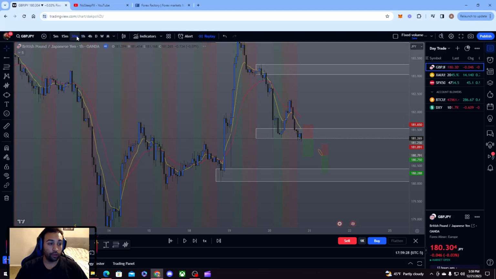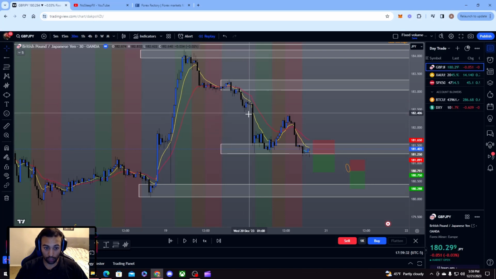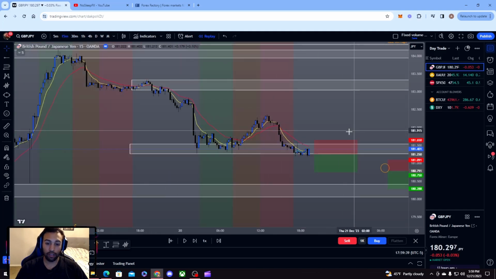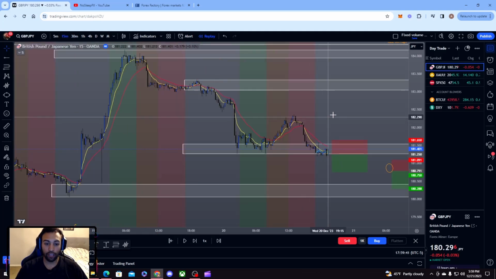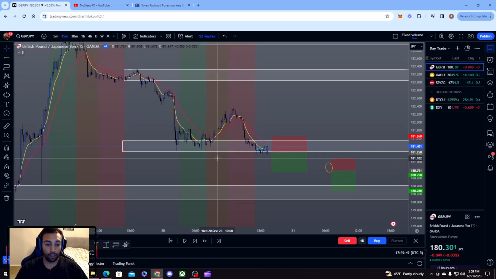And we go down to the 30-minute, and again, yellow under red, we are in bearish territory. Then we go down to the 15-minute, and 15-minute is where I find my entries, right? So again, the idea was to fill this wick over here, fill the space. And again, as you can see, yellow under red, we're in bearish territory.